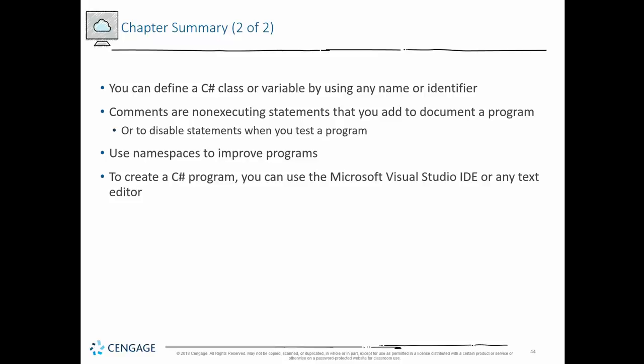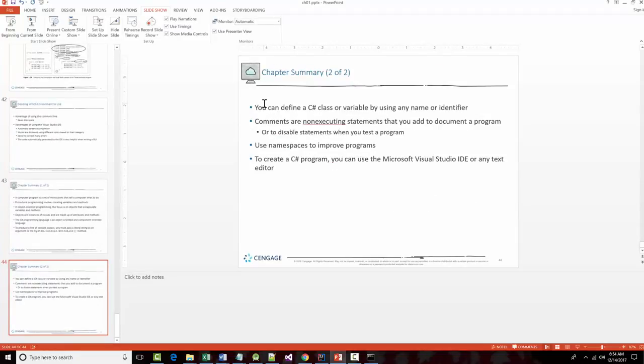We learned how you could use namespaces, so rather than having to write System.Console.WriteLine every time you're doing a write line, at the top of your code, before any actual code itself, we could put in using System, then we only have to write the word WriteLine. That's a namespace example. And we learned that you can use either the Microsoft Visual Studio IDE or a text editor when you're writing this stuff.